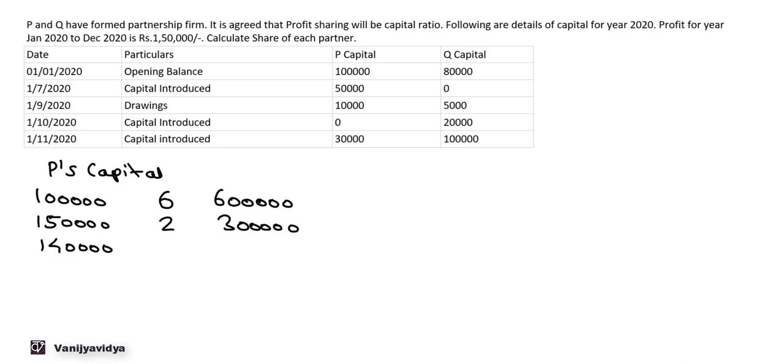Now this 1,40,000 was there in P's capital till 1st November 2020 when capital introduced was 30,000.